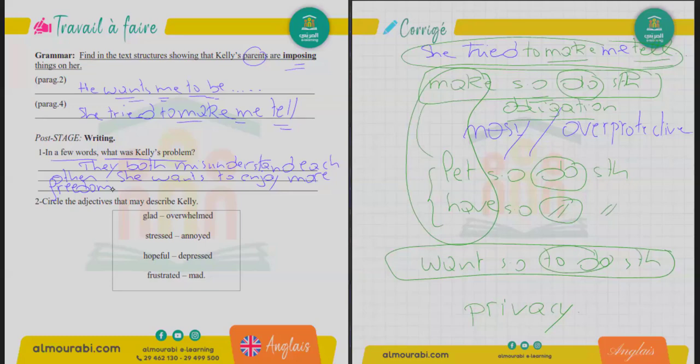We want to free ourselves from the constraints of the parents. She wants to be independent. She wants to be an independent girl. She wants to enjoy more freedom and to be an independent girl. Thank you, that's the point. That's Kelly's problem.